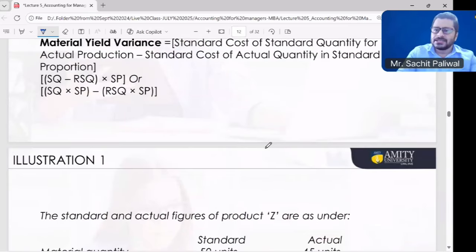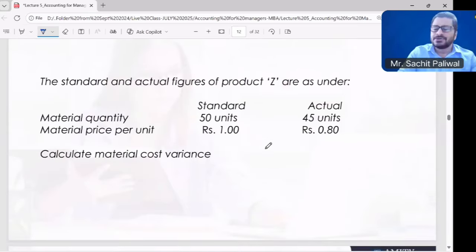Same way, all the formulas are given in your textbook. I would request you to please go through and refer to your textbook and go through the formulas. I have given you one small illustration over here just to explain, but this illustration is not enough. You have to go to the study material and do more practice, more numericals, so that you understand how things are calculated.